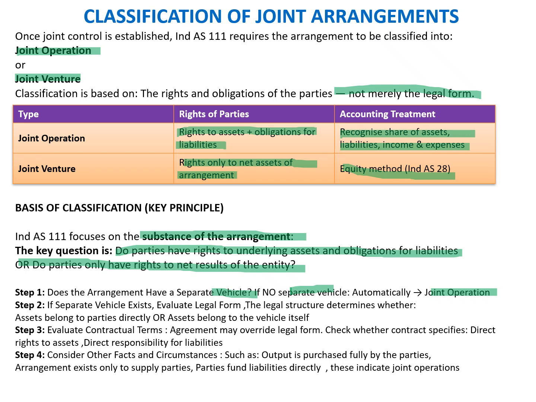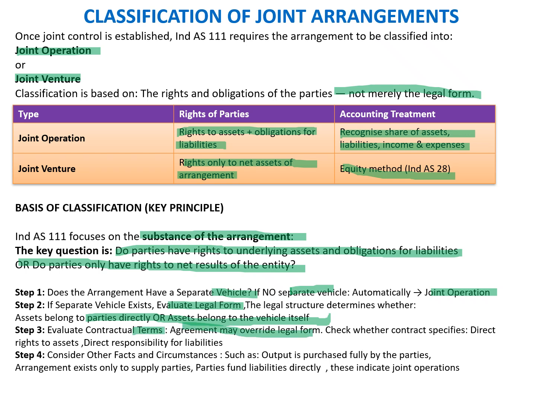If a separate vehicle exists, then what we have to do is evaluate the legal form. The legal structure determines whether the assets belong to the parties or to the entity itself. Even if we have created a limited company, if the rights to the assets belong individually to each of the parties rather than to the net assets or the results of the entity, then even after creating the SPV, it will still be treated as a joint operation and not as a joint venture.